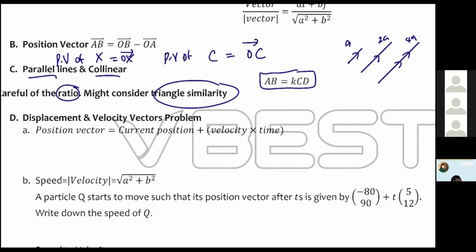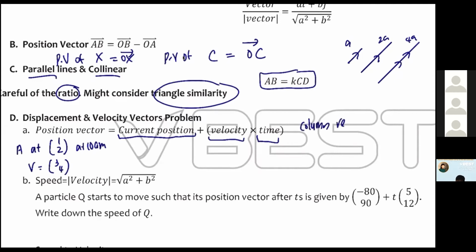The first one is called the position vector equation. Position vector equation means: where are you, your current position, plus your velocity times time. So for example, the object A is at (1, 2) at 10 a.m. He is moving at the velocity of (3, 4). I always write in column vectors. Column vectors are easy, no need to write so many i and j. Save my energy. I always write in this kind of form, x, y.